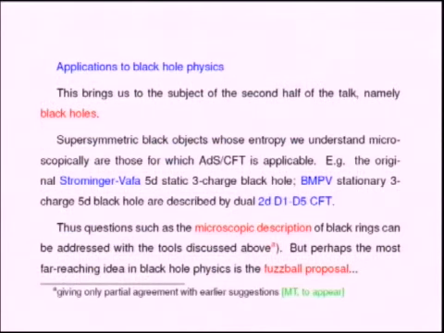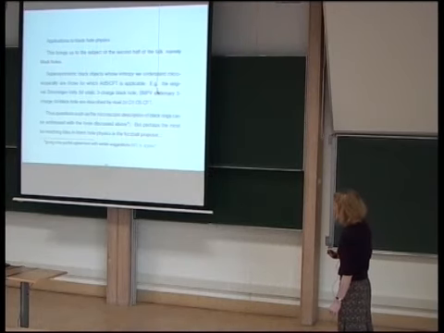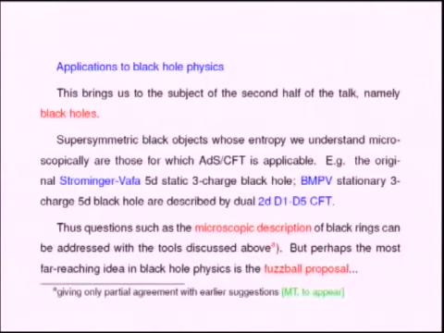So this brings me to the second half of the talk, which is black holes. As I said at the beginning, the supersymmetric black holes whose entropy we understand well microscopically are certainly those for which AdS/CFT is applicable. In particular, the original Strominger-Vafa 5-dimensional static 3-charge black hole, or the BMPV black holes which add angular momentum to the same black hole, are described by the dual 2-dimensional D1-D5 conformal field theory. This is, I would say, the best understood case of black hole physics.